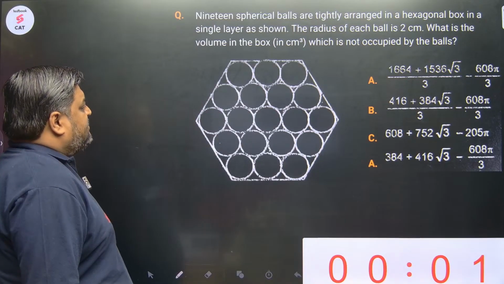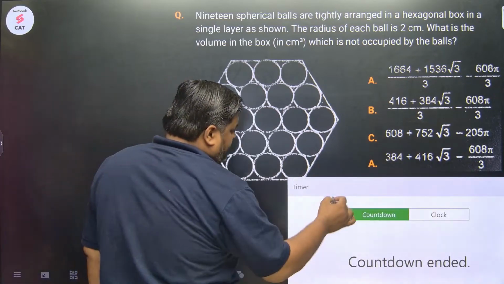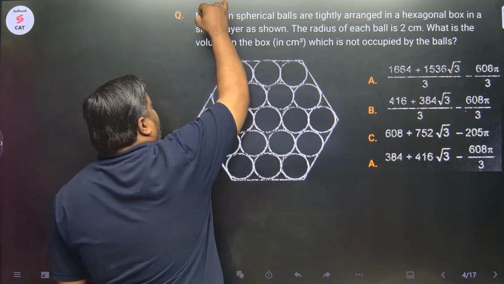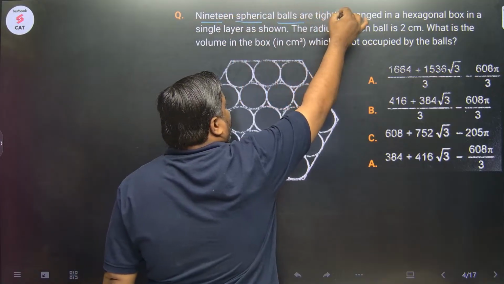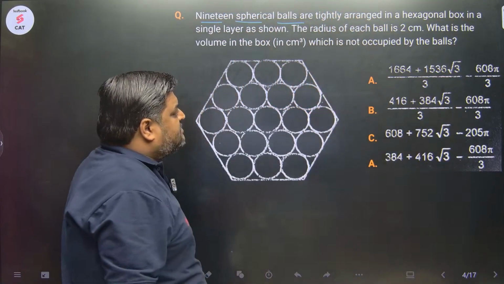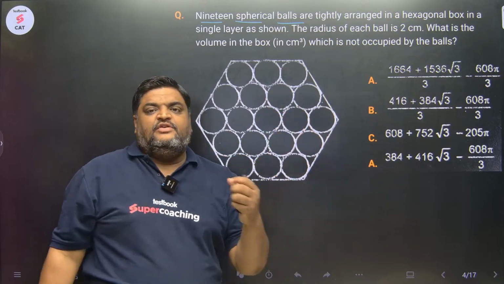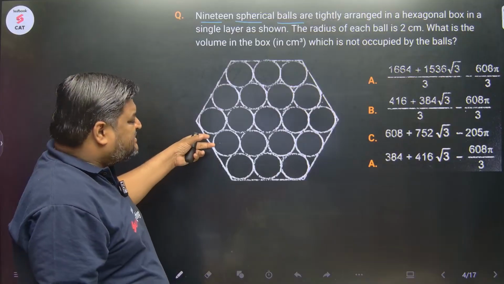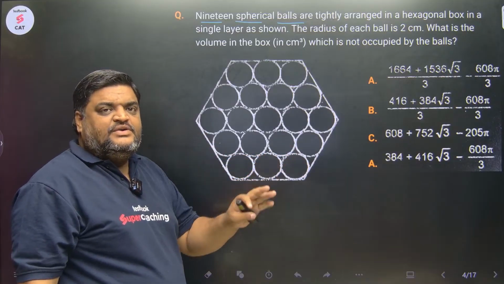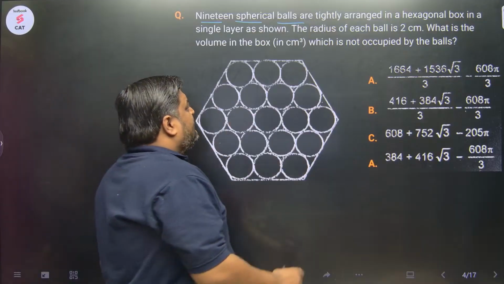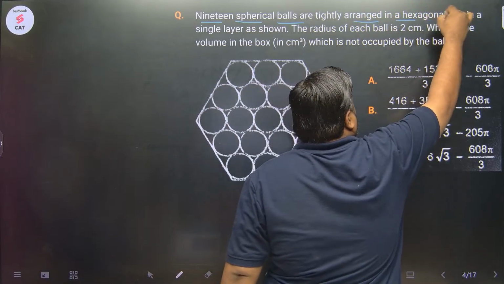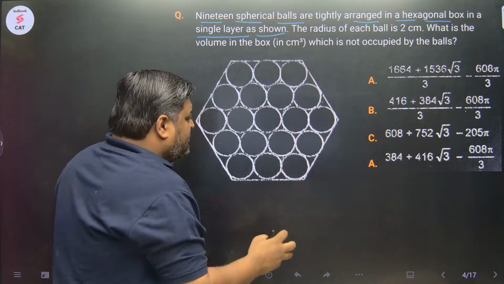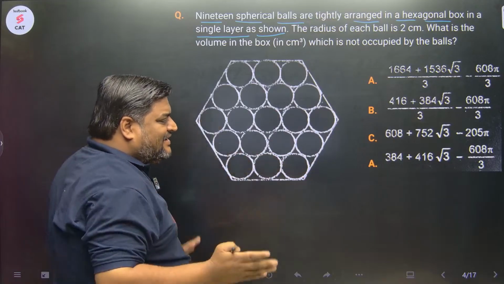Okay, check this out. There are 19 spherical balls that are tightly arranged in a hexagonal box. This looks 2D to you, but you have to imagine this is a box. What is a 3D box like? It is a hexagonal box, so it has some height which is not visible to you. The 19 balls are tightly arranged in a hexagonal box in a single layer as shown.